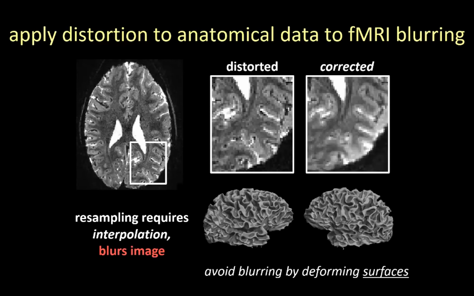One simple strategy: the EPI data are just really delicate. You don't want to be messing with them. You don't want to be applying warps to them. A much better method, which Peter Koopmans does a lot, is to transform the anatomical data. If you're doing a surface-based analysis, you can also just apply the distortions to the surfaces to avoid this interpolation blurring in the EPI data.